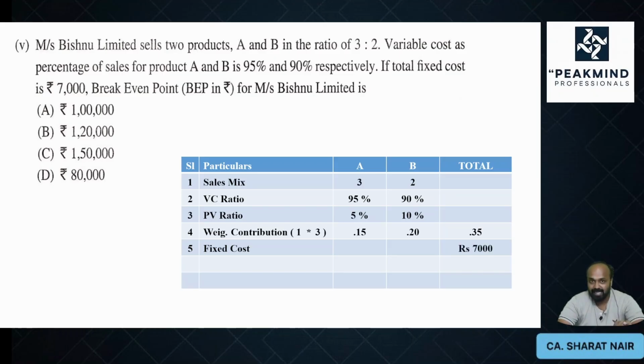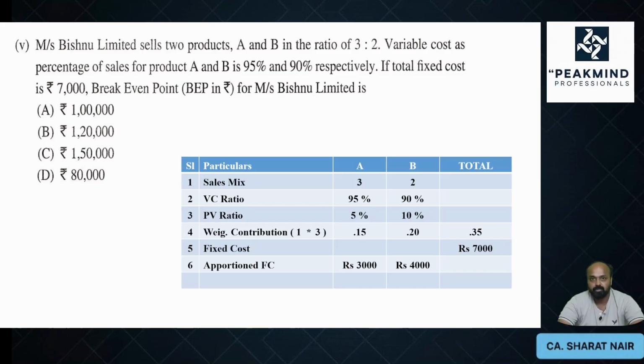Now, I can apportion the fixed cost on the basis of this weighted contribution. So, how much will it be? For A, the apportioned fixed cost will be 7,000 into 0.15 divided by 0.35, which is 3,000. Next, for B, it will be 7,000 into 0.2 divided by 0.35. We will get 4,000. So the aggregate for the firms will be 7,000 only.